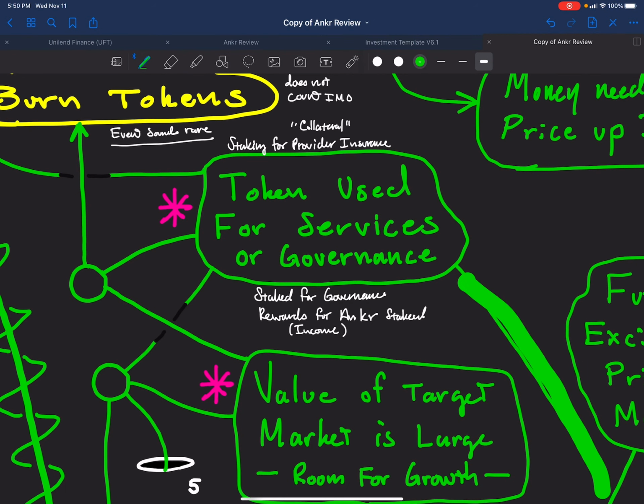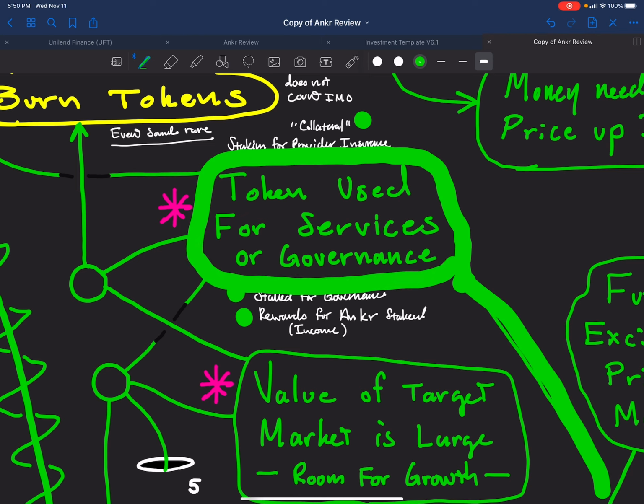Okay, so is the token used for services or governance? The token is used for collateral, for staking, insurance, and you can stake for governance, which gives you control of the platform, and rewards for the ANKR. You are paid rewards from the fees for being providers and staking in their services. So yes, the token is involved in many of these steps. The token is entitled to those gains.